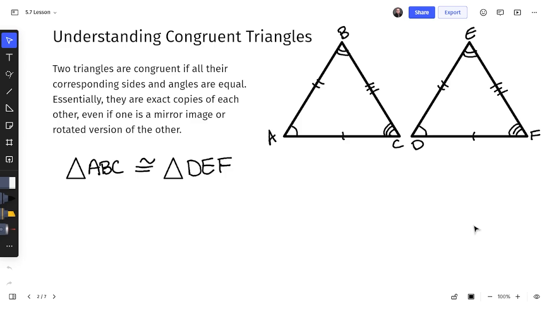So in this example, we have triangle ABC and triangle DEF, which are congruent to one another. And it's very important that we list the vertices in the same order that they correspond in. Vertex A corresponds with vertex D because angle A is congruent to angle D, and so on and so forth.